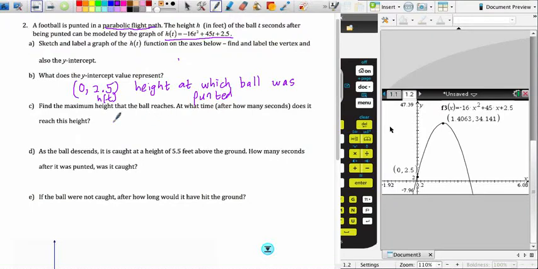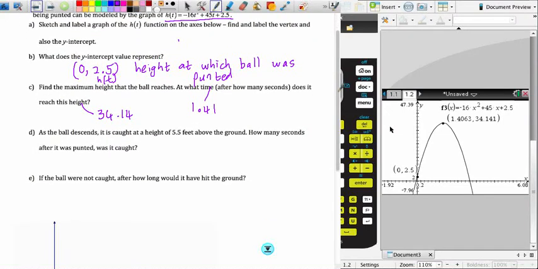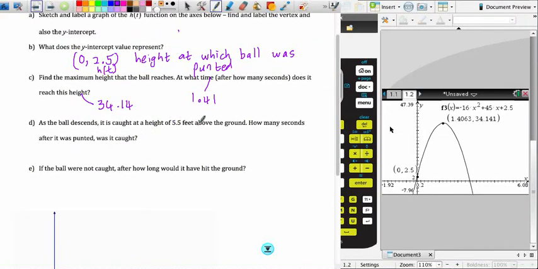It's the coordinates of the vertex, and so at what time, 1.41, if we round to 2 decimal places, 1.41 seconds after it's been kicked, it reaches a height of 34.14 feet. Okay, as the ball descends, it is caught at a height of 5.5 feet above the ground. Once again, remember you've been given a height here.